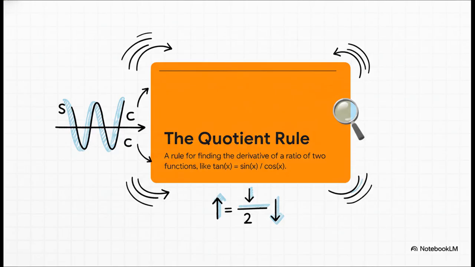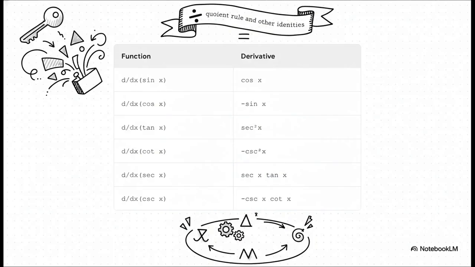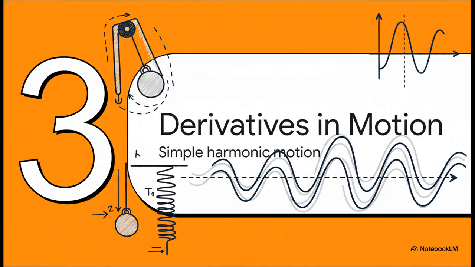Well, take the tangent function. We all know that tan x is just sine of x divided by cos of x. And since we now know the derivatives of the top part and the bottom part, we can just use a standard tool, the quotient rule, to find the derivative of the whole thing. By applying rules like that one to our 2 master keys, we can quickly build out this entire set of 6 derivatives. What we end up with is a complete toolkit for the calculus of any trig function you can think of.